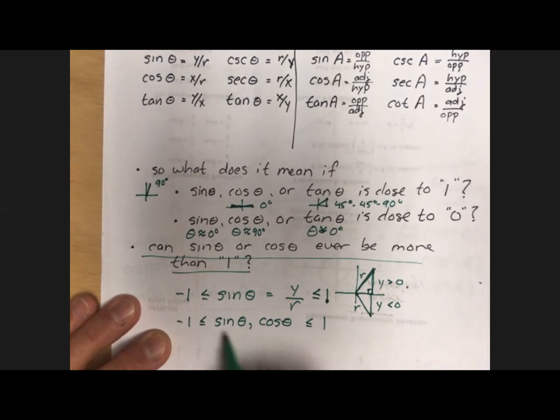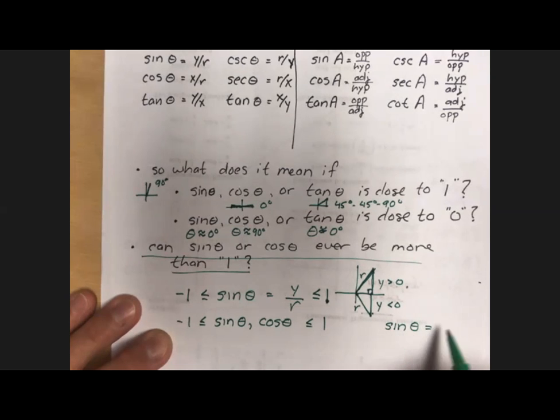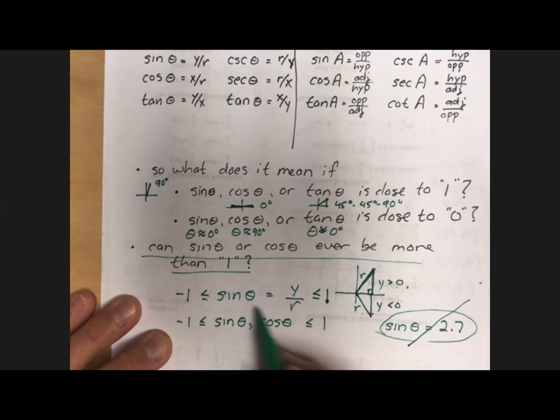It's never 1.6. It's never 2. So when someone writes on their paper someday, sine of theta is 2.7, then I'm going to immediately circle that and cross it out. It's impossible for the sine to be 2.7. Sine can never be bigger than 1. Okay, keep that in mind as a safety check.